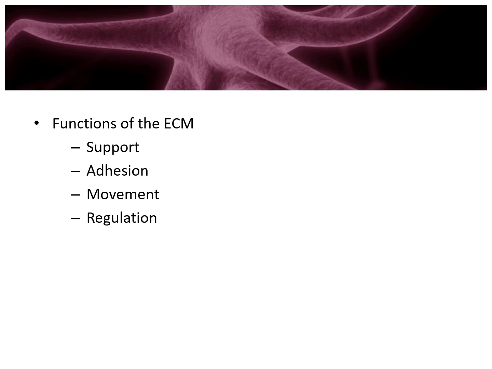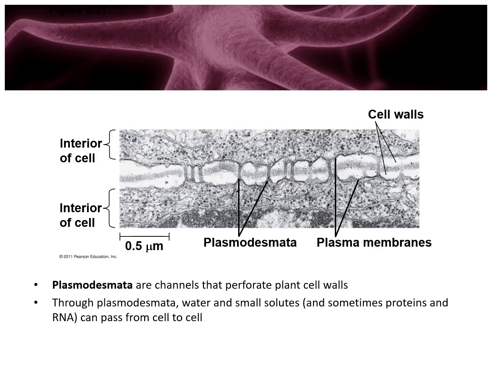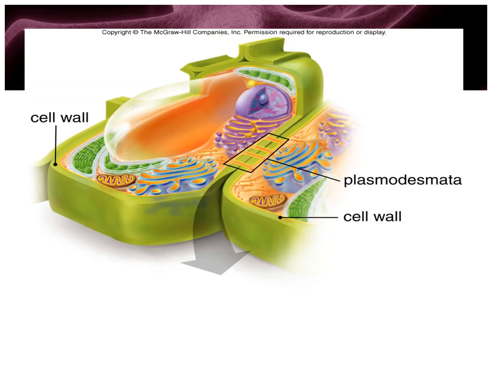The extracellular matrix functions to support the cell, cause the cells to kind of stick to each other. It can help with movement of things from one cell to the other and for regulation. In addition to extracellular matrix, we have to talk about how animal cells do connect to each other, because sometimes they have to. So there are 3 different intercellular junctions in animal cells that I want to talk about. For comparison's sake, remember what we just talked about with the plasmodesmata as ways to communicate from one plant cell to another plant cell. And we're going to compare that in a second.